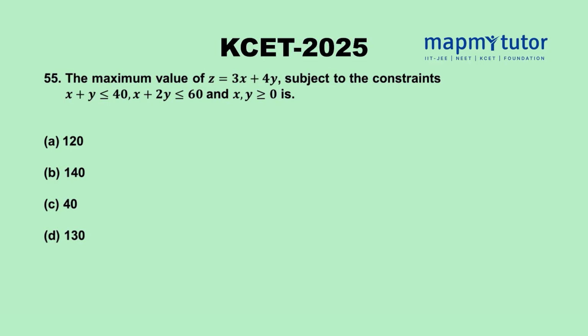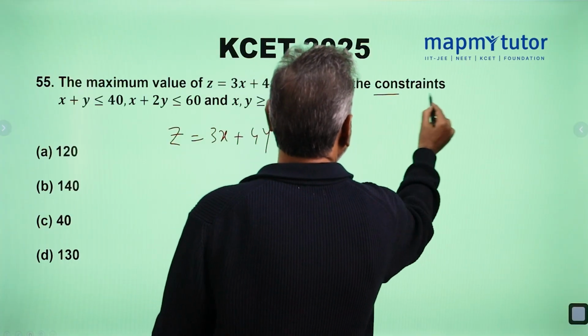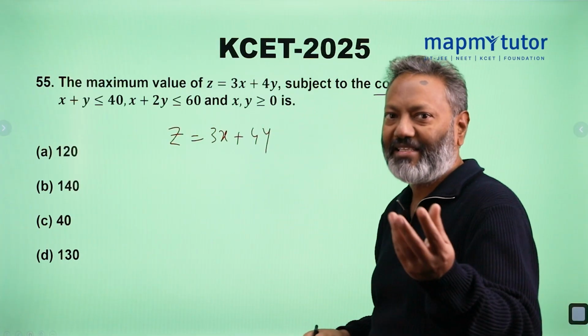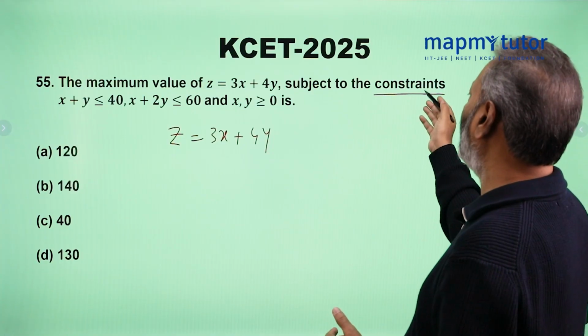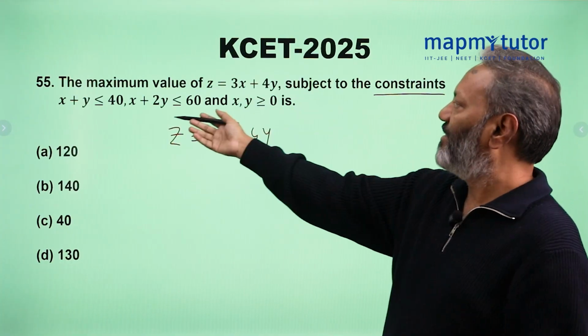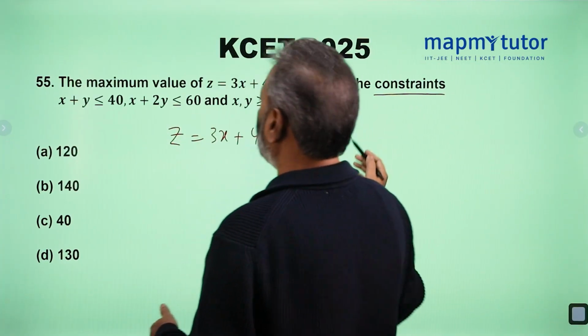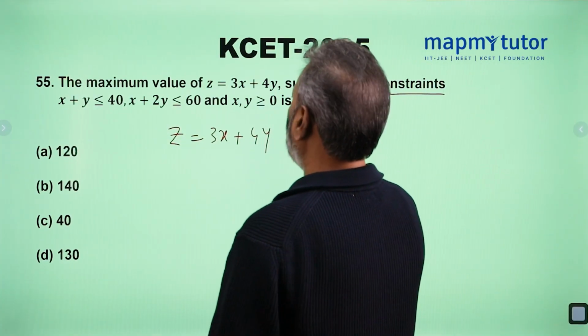The maximum value of z, which is 3x plus 4y, subject to the constraints. See, in the previous question only, they're asking about the conditions, whether they are called constraints or not. And here they clarified it. Yes, constraints. These are the inequalities which are called constraints. What are those constraints?